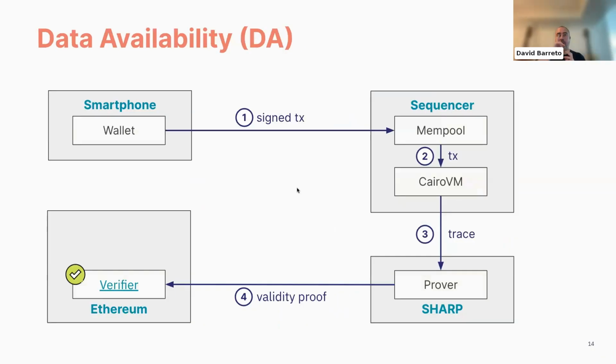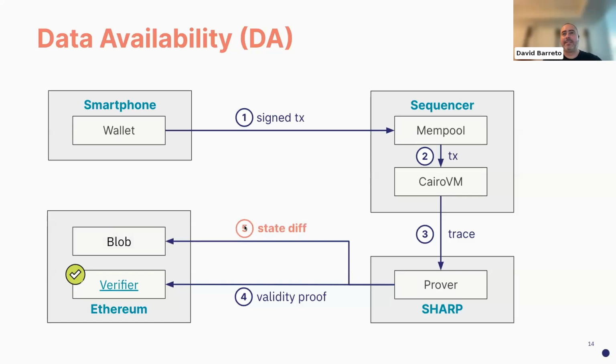Okay, so where does data availability fit? How do we prevent the network from getting stuck by not knowing what the current state is? So once the prover finishes sending the validity proof and it is verified on Ethereum, there's a next step. And that next step is to send the state difference from state n to state n plus 1. Whatever changed between those two states is sent to Ethereum as a blob. And that is one of the biggest changes that happened recently with the introduction of prototype sharding.